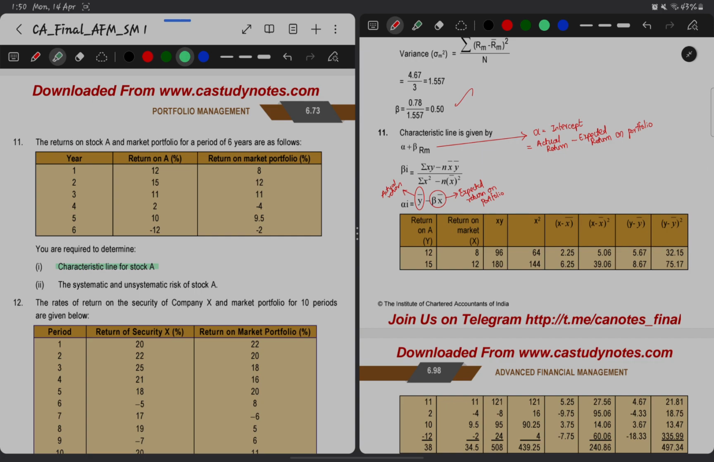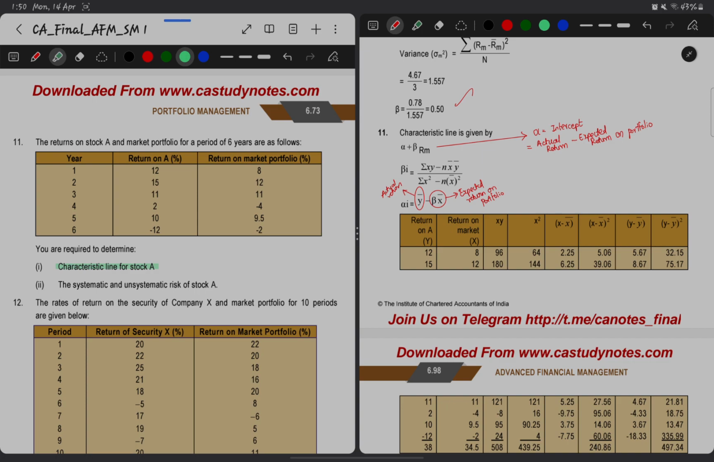So, the characteristic line is nothing but alpha plus beta into return on market. What is the significance of this characteristic line? The characteristic line of a stock shows the relationship between the return of the stock and the return of the market. It is similar to beta, but beta is the sensitivity of the return towards the market. The characteristic line brings in one more element, the intercept, which is alpha.